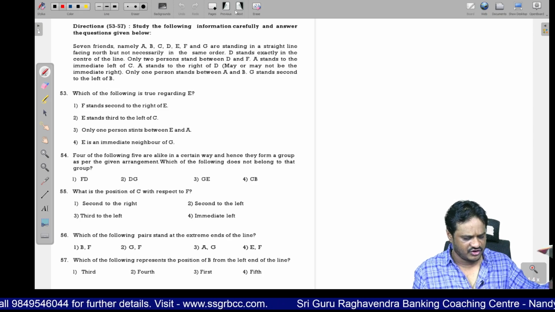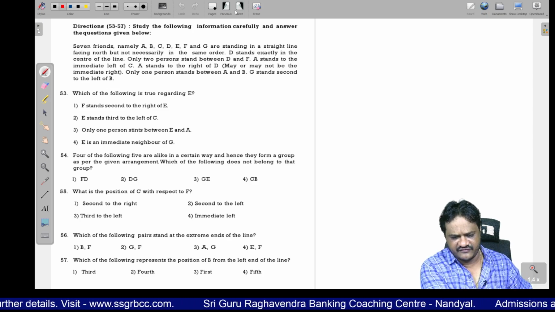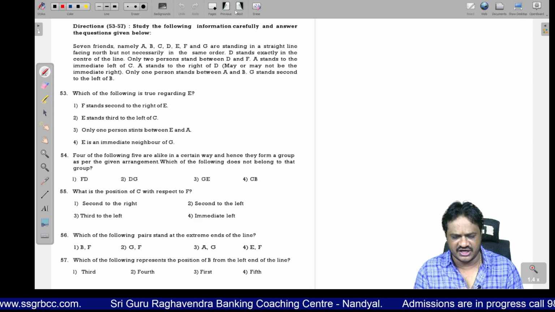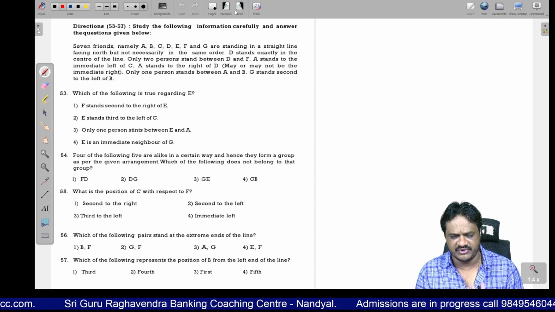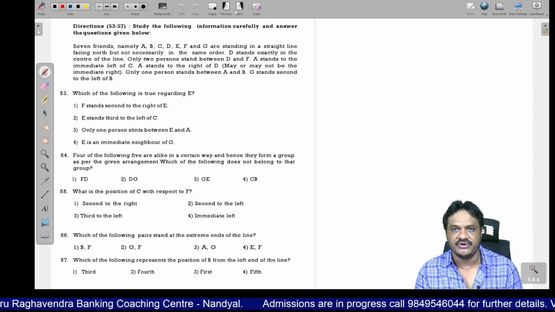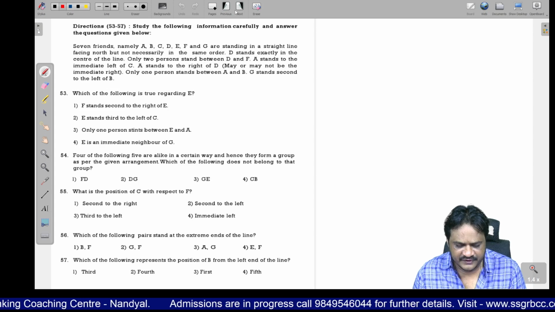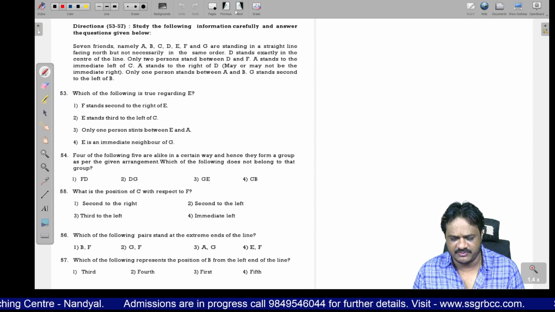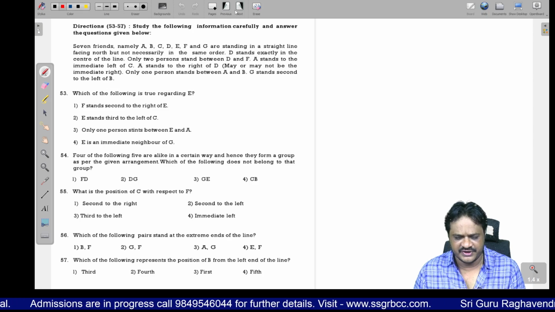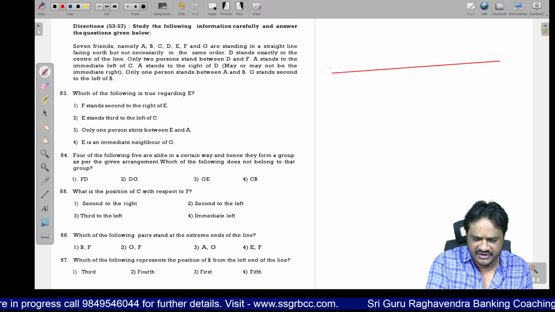Study the following information carefully, then answer the questions. There are 7 friends, namely A, B, C, D, E, F, G. They are standing in a straight line facing north, not necessarily in the same order. D is standing exactly in the center. 2 persons are there between D and F. Then A stands to the immediate left of C. A is standing to the right of D, that may or may not be the immediate right. Only one person is there between A and B. G sits second to the left of B. So all of you draw a straight line, divide into 7 parts.